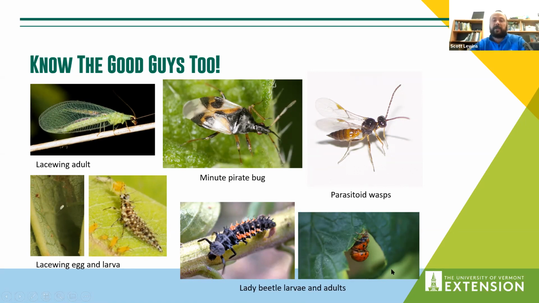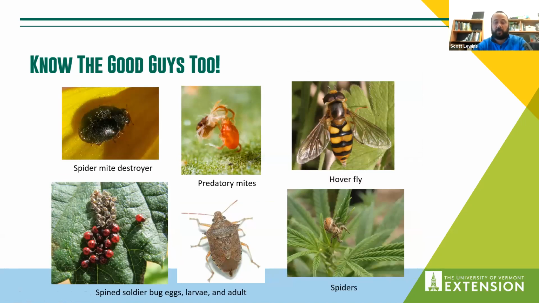Another multi-generational beneficial, as I like to say, are ladybugs. So the larvae and the adults are doing a really good job of cleaning your plants of small soft-bodied insects like aphids. Minute pirate bugs and parasitoid wasps, these are really, really small. The bugs are sucking the life out of your pests. The parasitoid wasps, they lay an egg in the pest, and then out comes a wasp instead of the pest. So we like them. Spider mite destroyers are really common anytime you have spider mites. These are actually a specialist type of ladybug that feed just on spider mites. So anytime you see spider mites, you're guaranteed to see spider mite destroyers shortly thereafter.